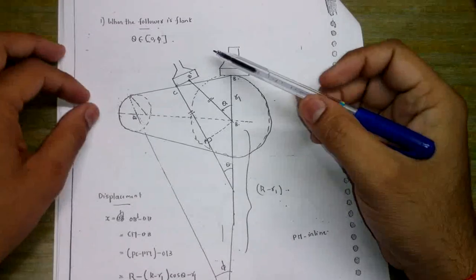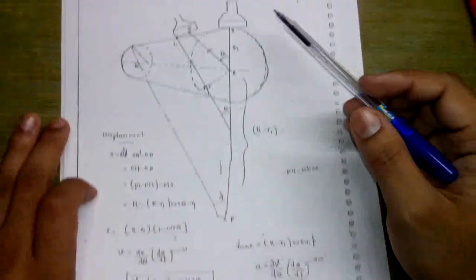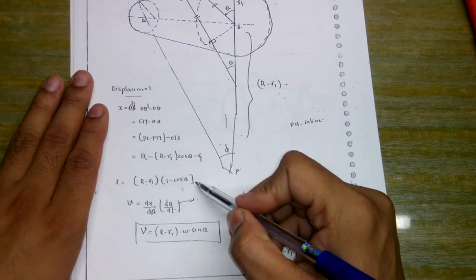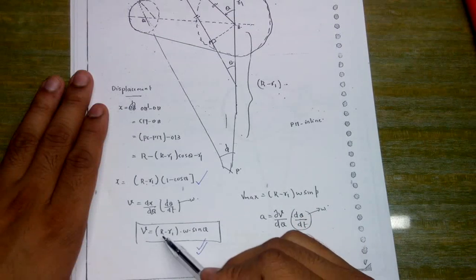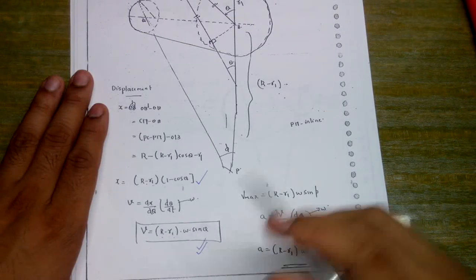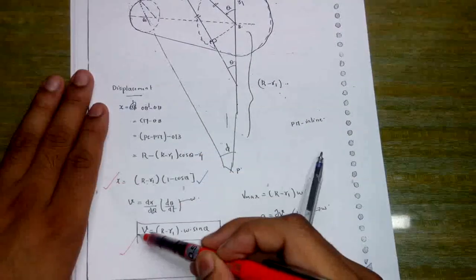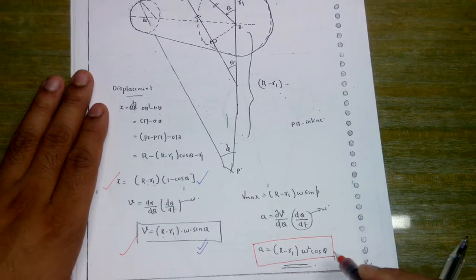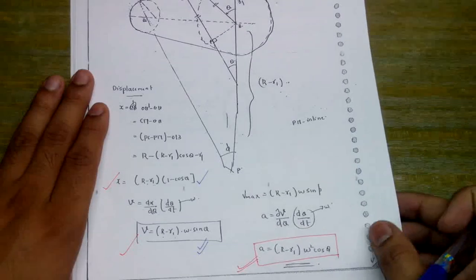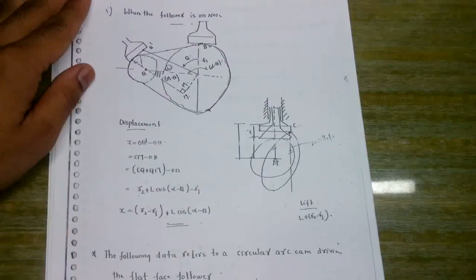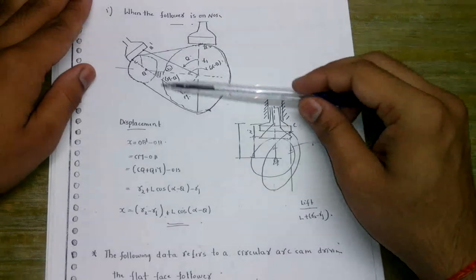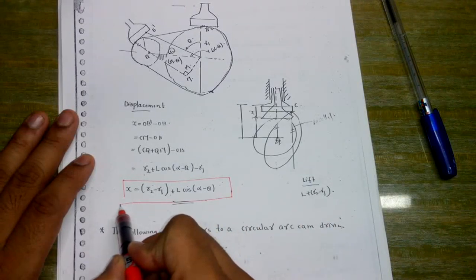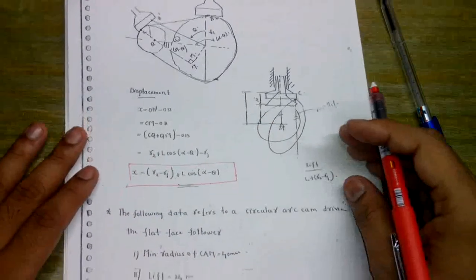Now the first case is when the follower is on the flank. The displacement can be simply calculated as (R - R1)(1 - cos theta), and velocity is (R - r1) omega sin theta. We only have to remember the formulas for displacement, velocity and acceleration also. Simply remember these formulas, (R - R1) omega square cos theta. Next we come to when the follower is on the nose. This is the diagram for this, and displacement is simply R2 - R1 + L cos(phi - alpha).